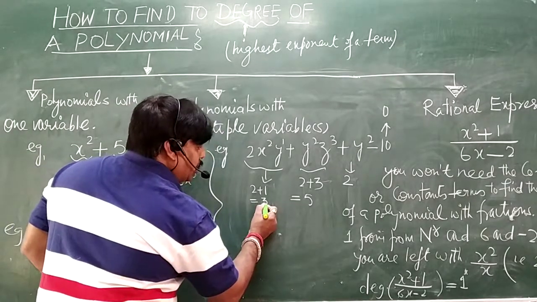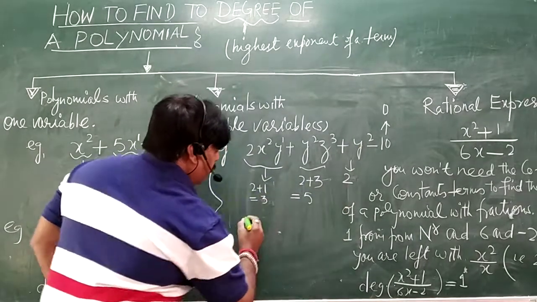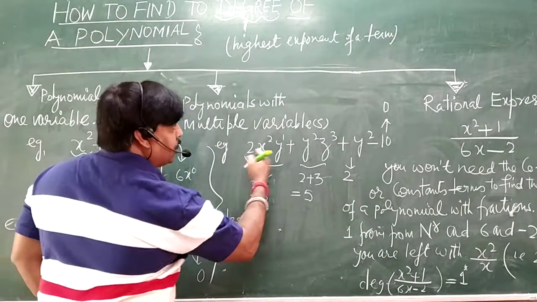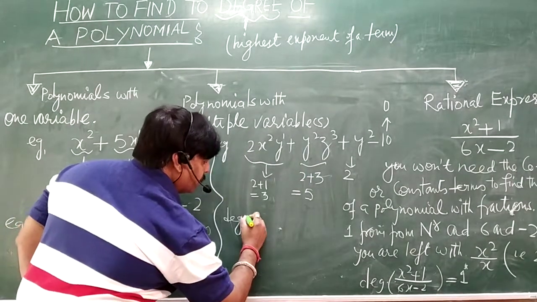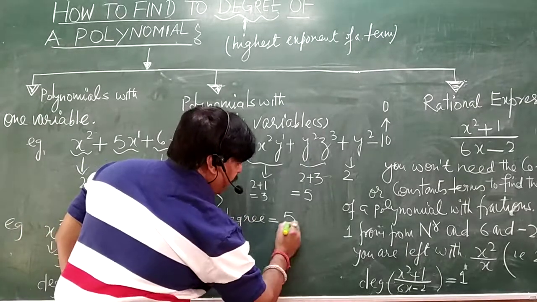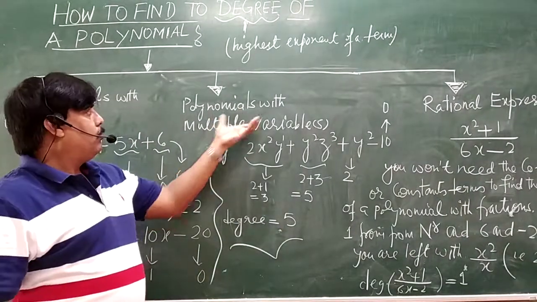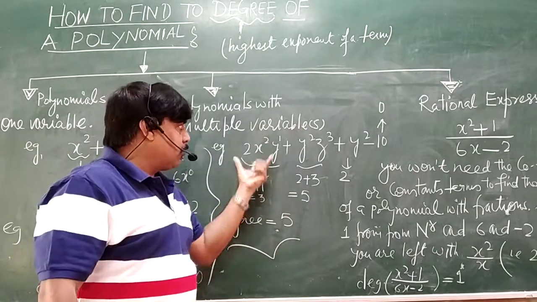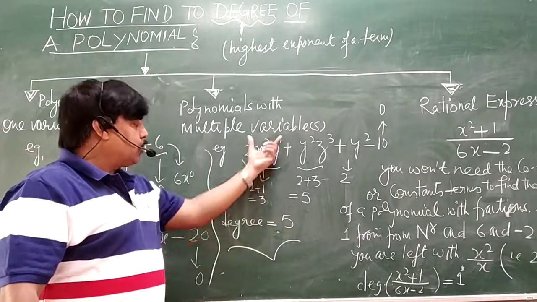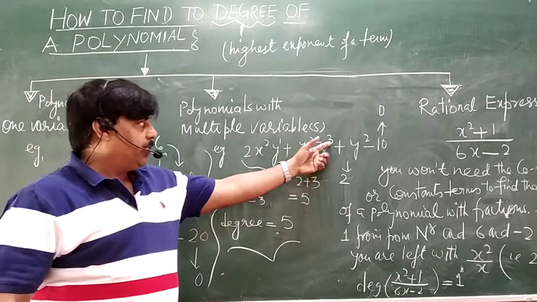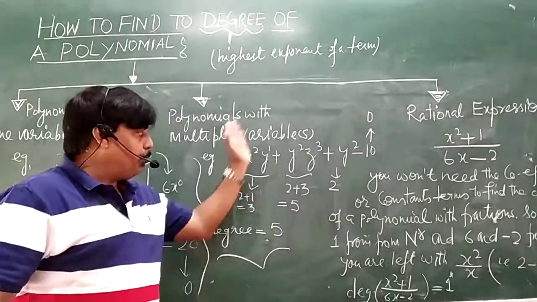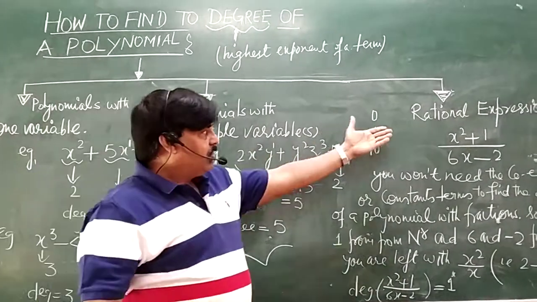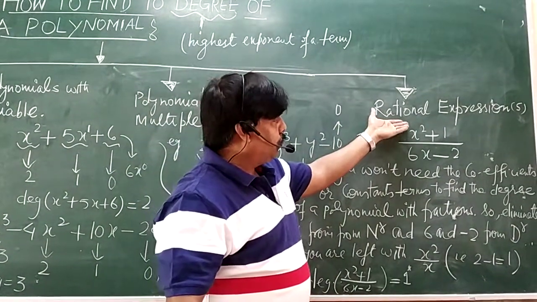So among these three, 5, 2 and 0, the highest number is 5. So the degree of this polynomial is 5. If multiple variables are given, you must take each individual term. हर term का लो और उसमें जो variables की exponents हैं उनको add करो, and then among all the sums, सबसे ज़्यादा जो number होगा, that will be the degree of this given polynomial. This is quite different, and you can also understand this.